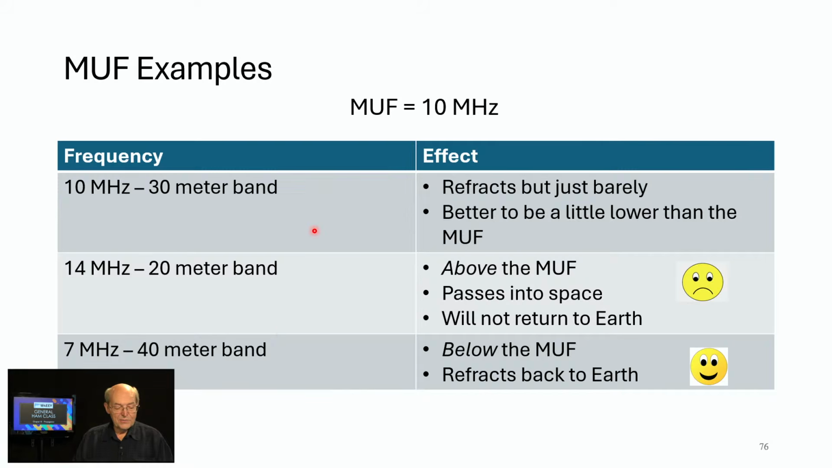So what if we were transmitting on 14 megahertz? That is above the maximum usable frequency, above the MUF. It'll pass into space, will not return to Earth. And we've got a sad face there. No communication there. What if we go to 7 megahertz, which is the 40-meter band?